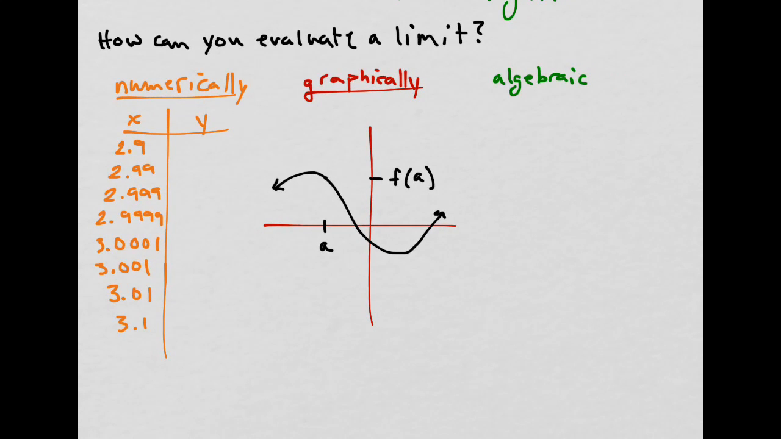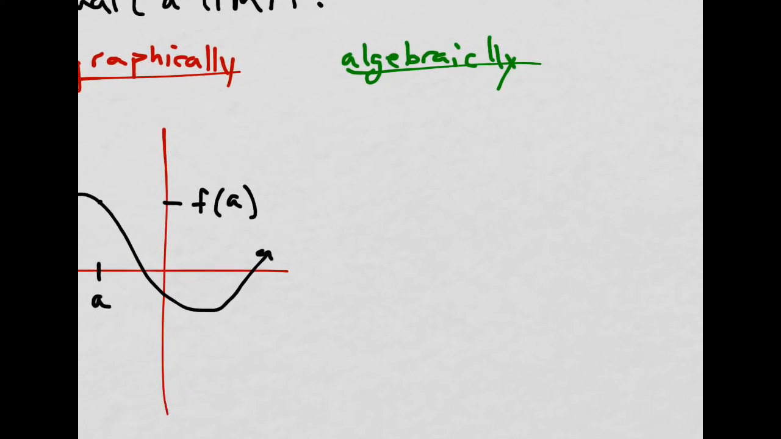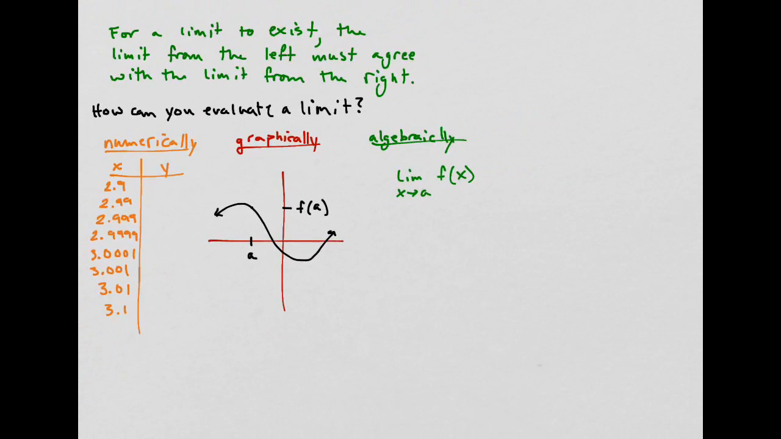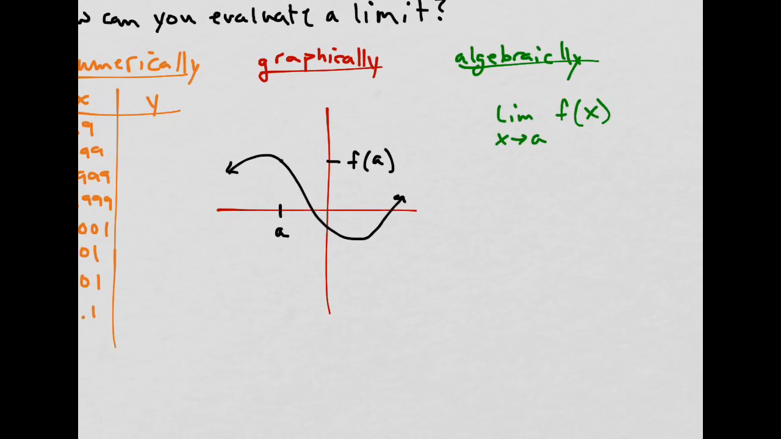I need more room. Oh, I got more room. So to evaluate algebraically, we're going to use some tricks. We have the limit as x approaches a of f of x, and there's going to be a function there, not an equation, there's no equal sign, and we're going to have to do some tricks. What are the tricks? Well, we'll get to that.